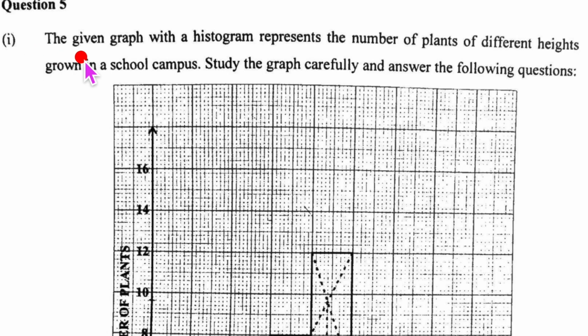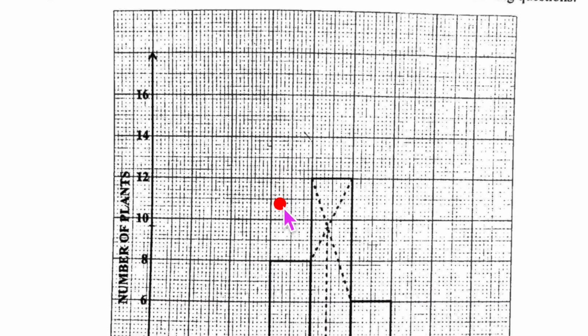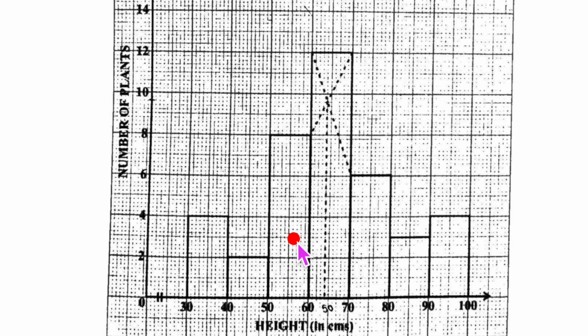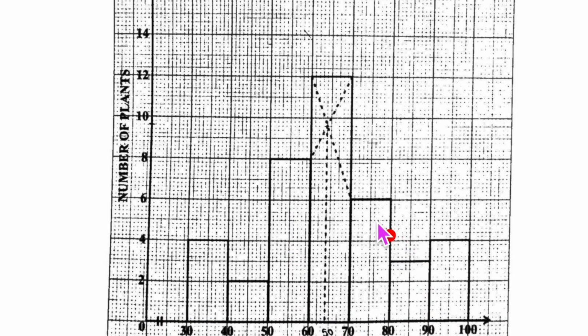The first part. The given graph with a histogram represents the number of plants of different heights grown in a school campus. Study the graph carefully and answer the following questions. It's a 5-mark question. So let us look at the number of plants on y-axis, and we have height on the x-axis. And you can see that it's a histogram. So from here to here, we have this as the mode.